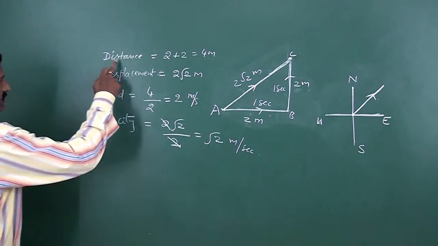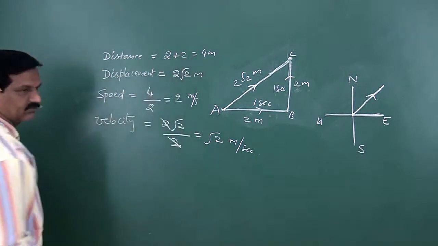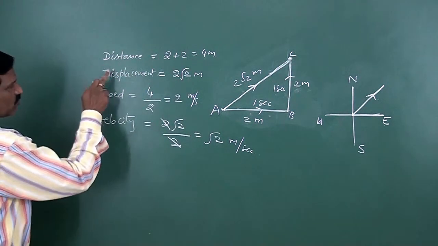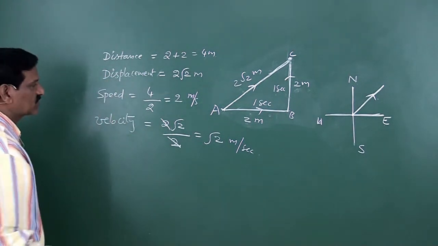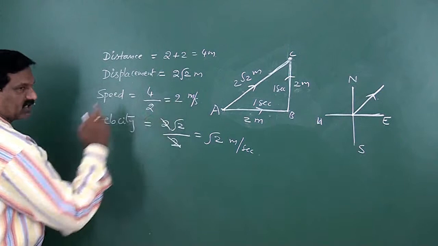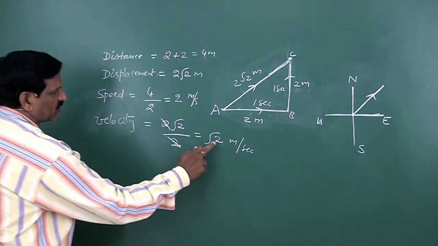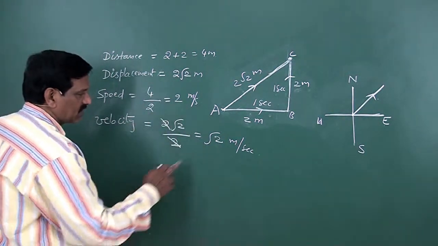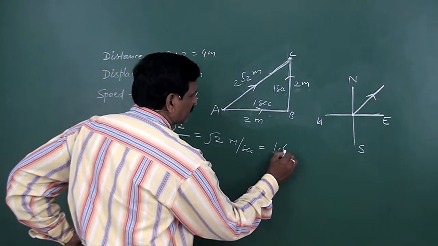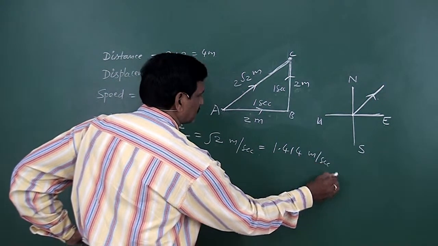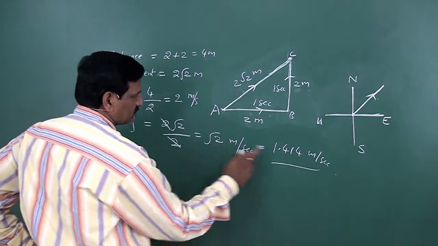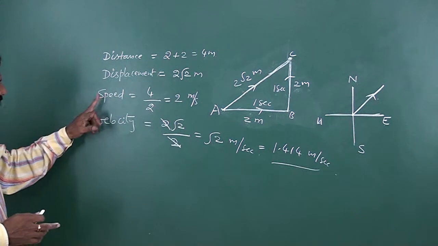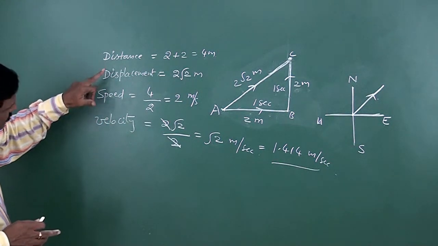So here distance and displacement are different. Distance is 4 meter, displacement is 2 root 2. Distance is more than displacement. Similarly, speed is equal to 2 meter per second. Velocity is root 2 meter per second. Root 2 is less than 2 because its value is 1.414 meter per second. The value of root 2 is 1.414, which is less than that of 2. That is, speed is more than velocity. Distance is more than displacement.